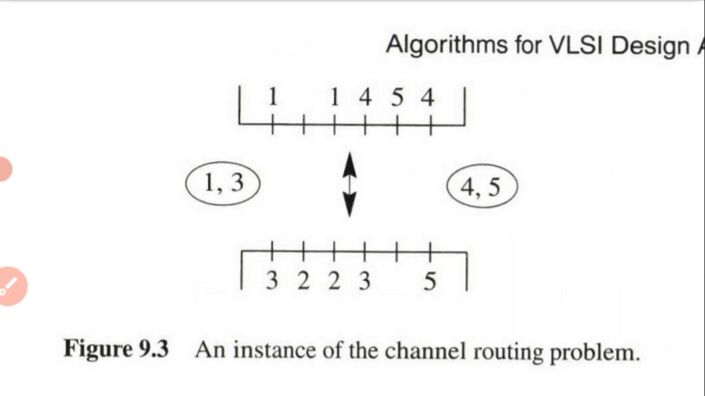Here in this figure, it shows the channel routing problem. Is it a grid routing or a gridless routing? It is a gridless routing. The grid points are not shown, and the grid distance is equal to the horizontal separation between the terminals. Here the nets have fixed terminals.